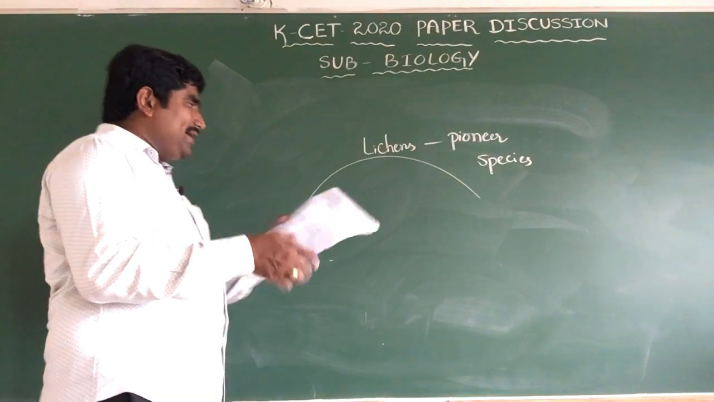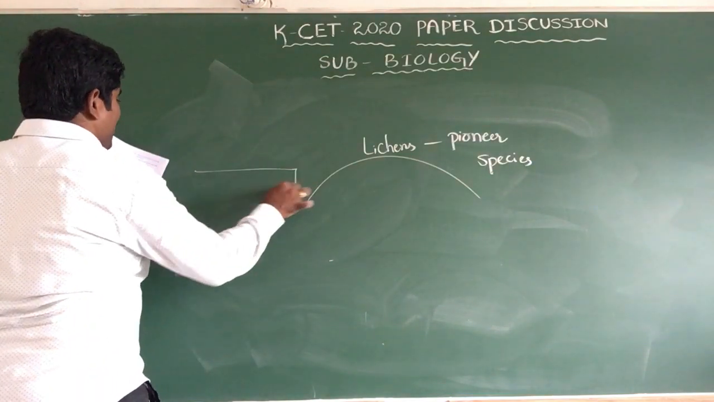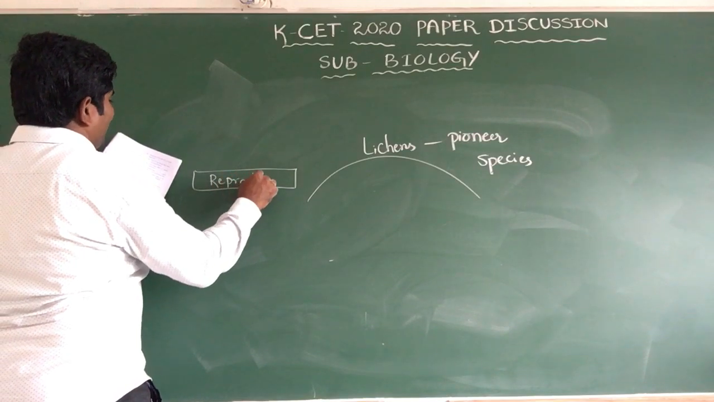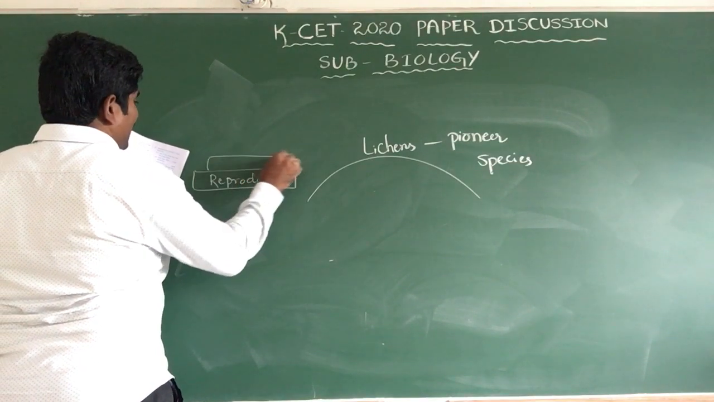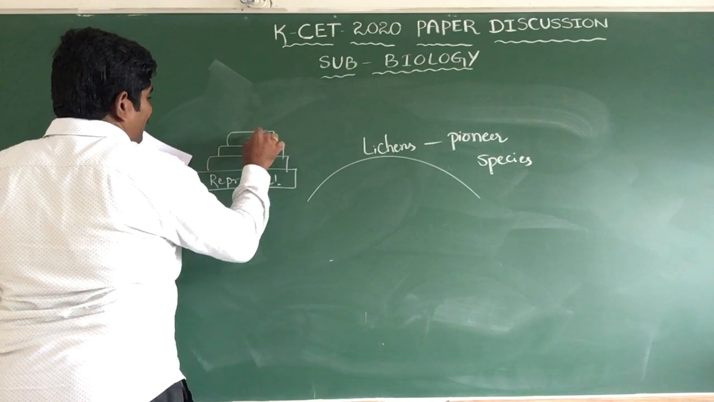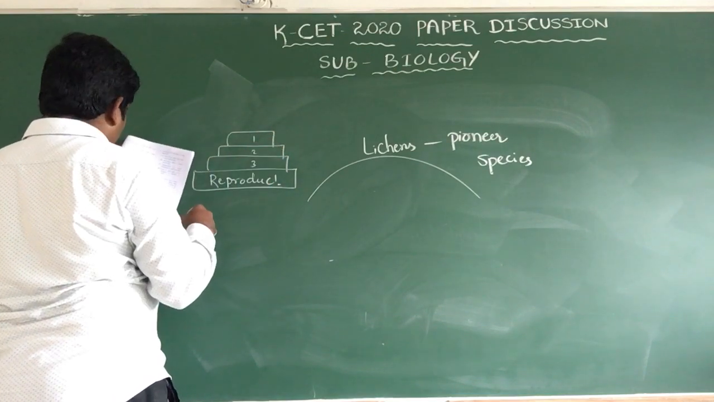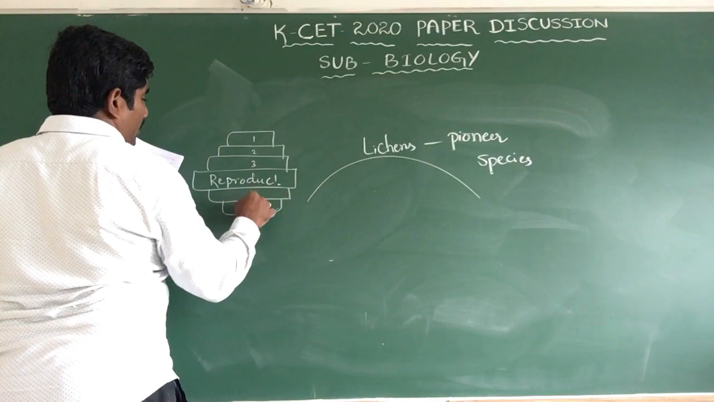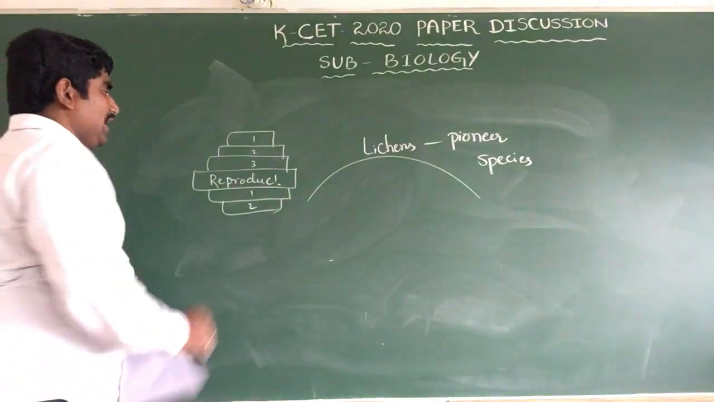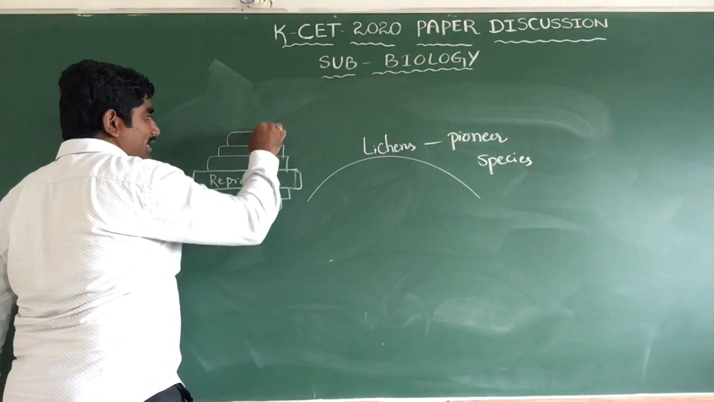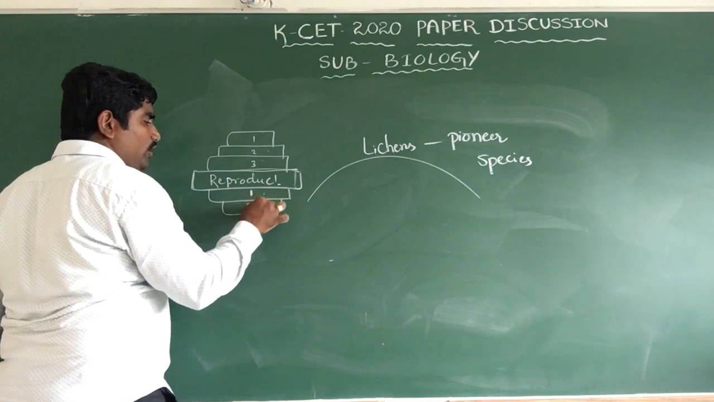The shape of the pyramid is given like this. This is reproductive age, and this is post-reproductive age. For post-reproductive age, three stages are given, 1, 2, 3. And for pre-reproductive age, only two stages are given, 1, 2.